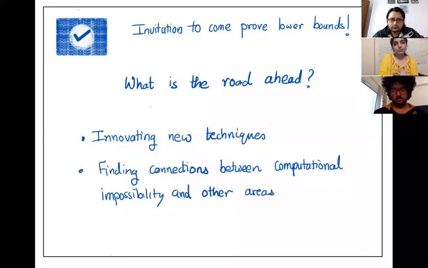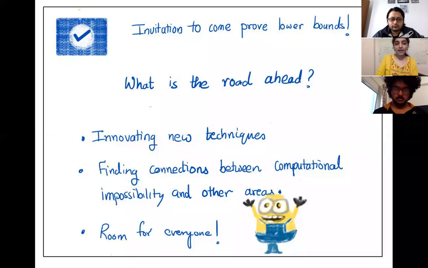Another way would be that if you are able to do these other things, then you will be able to prove lower bounds. Such results are also known. So there are techniques that imply lower bounds and things that get implied by the lower bounds. All these connections will make this picture much richer than it is. And really, there is room for everyone.